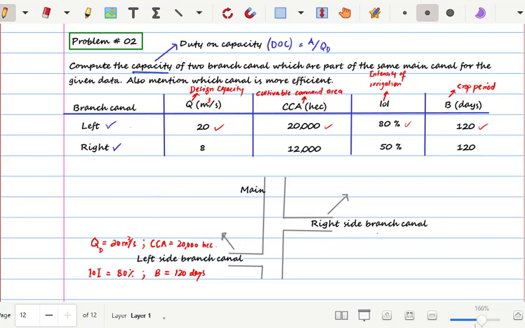Got it. So what we are asked to find is the capacity, which means duty on capacity on both sides. Let's write down the data for the right side. For the right side, Q design is given to us, which is 8 meter cube per second, and then CCA, cultivable command area, is 12,000 hectares. The other thing given to us is IOI, intensity of irrigation, which is 50%. So this is the data for the right side, right? And B, crop period, is given to us, which is similar to the left side, 120 days.